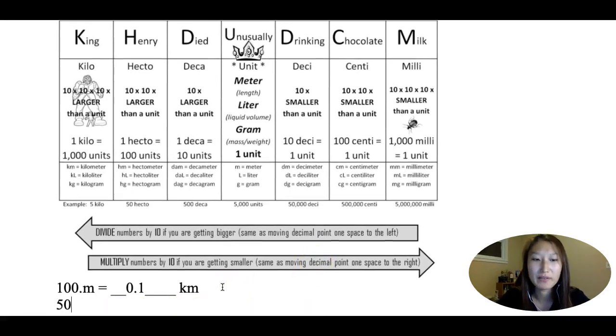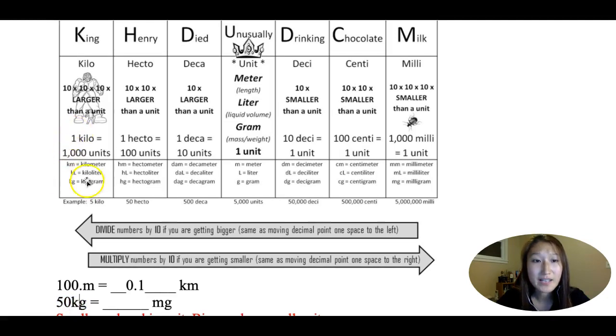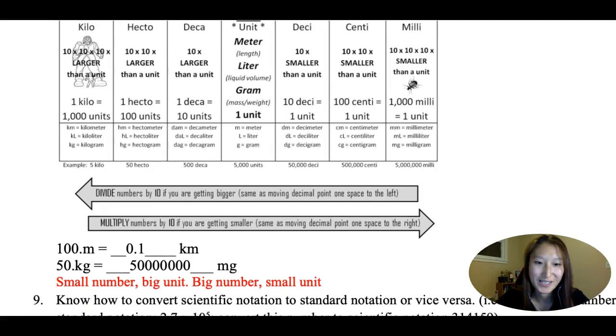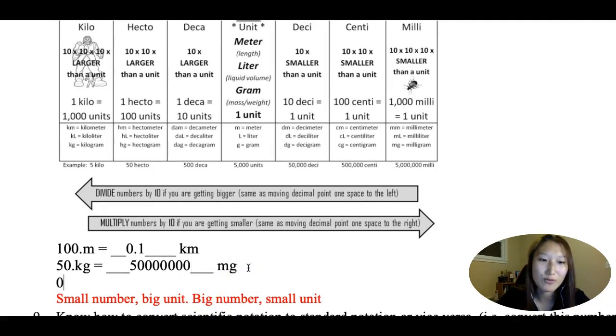Let's try another one. How about if you have 50 kilograms equals to however many milligrams, okay? So in this case, we have 50 kilograms. Kilo is right here, milli is right here. So how many steps do you have to jump? 1, 2, 3, 4, 5, 6, which means we put a decimal at the very end, right? Because that's where our decimal is, because it's not a point something. So in this case, we'll have a number 50, and then you add 1, 2, 3, 4, 5, 6 more zeros.